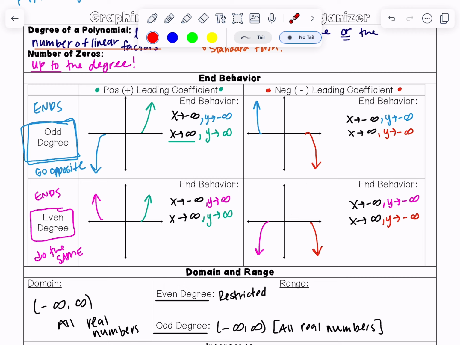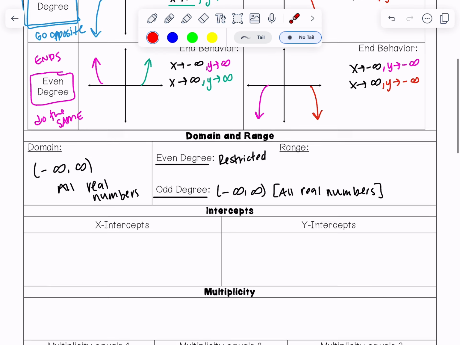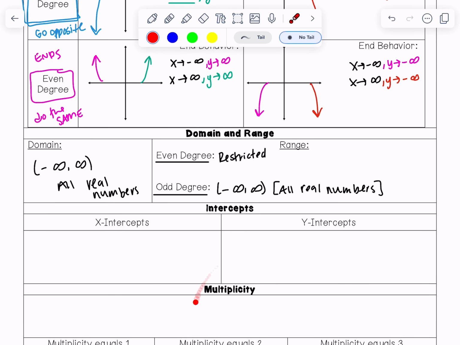So we've talked about number of zeros. We've talked about finding the degree. We've talked about the end behavior. The other key information that we like to talk about is domain, range, and then intercepts, and we'll get down here. The domain of every polynomial ever is always going to be negative infinity to infinity.